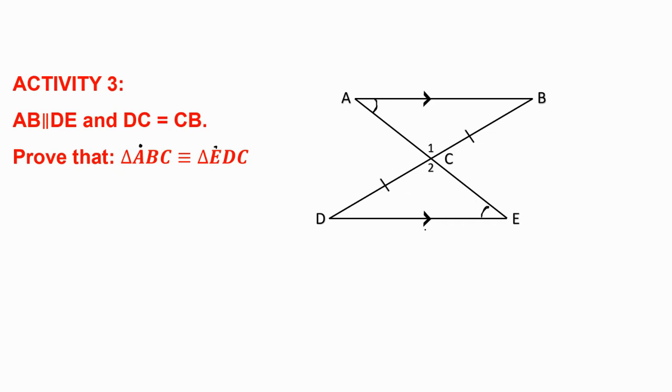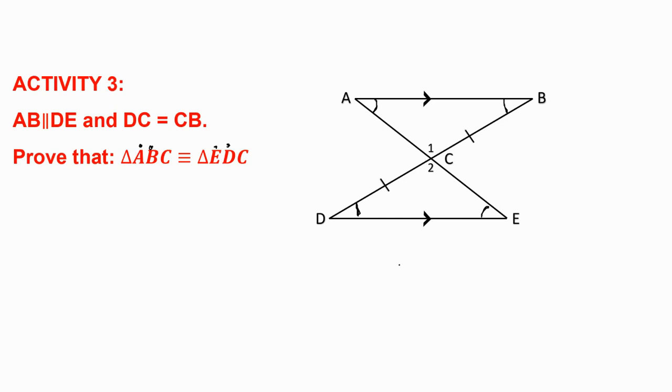Alternate angles are equal since AB is parallel to DE. Okay, right. And then angle B is equal to angle D. Angle B, this angle is equal to this angle. Again, they are equal because these are alternate angles.